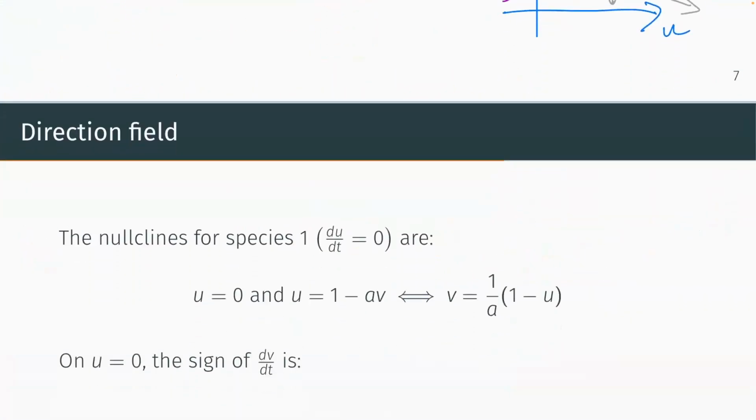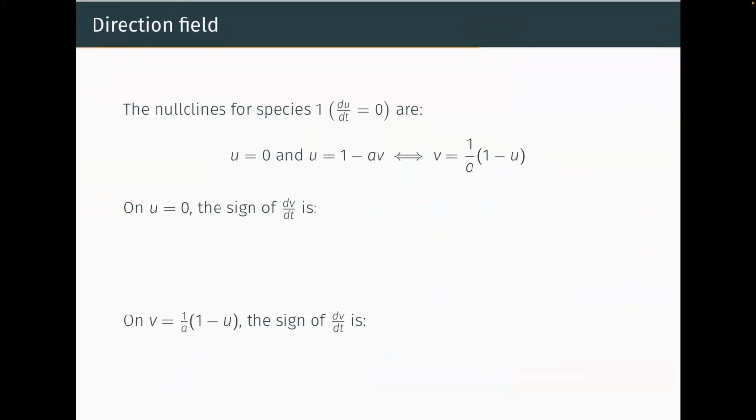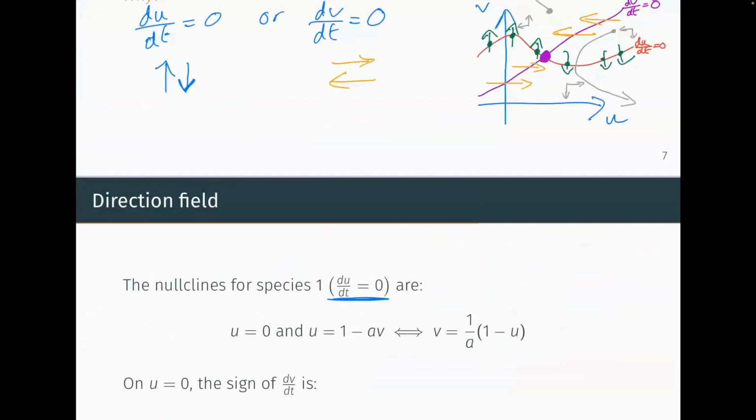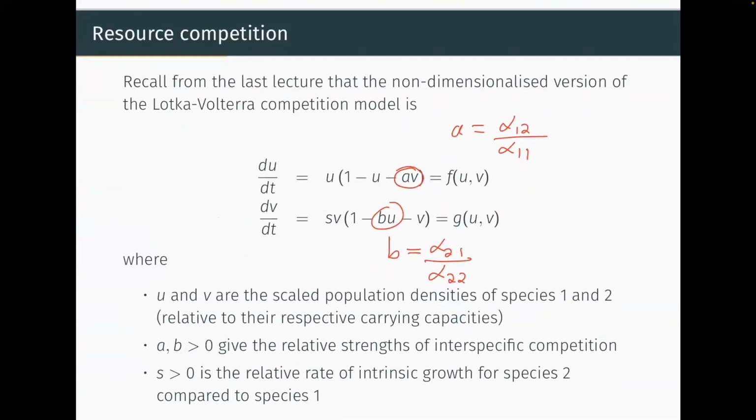Okay. So let's actually analyze this model and work out what our nullclines and our direction field are. So for species 1, we're going to set du dt equal to 0. So if we go all the way back up to here, where the equations are, setting this equation here equal to 0. So that means that either u must equal 0, or the bit in the brackets must equal 0.